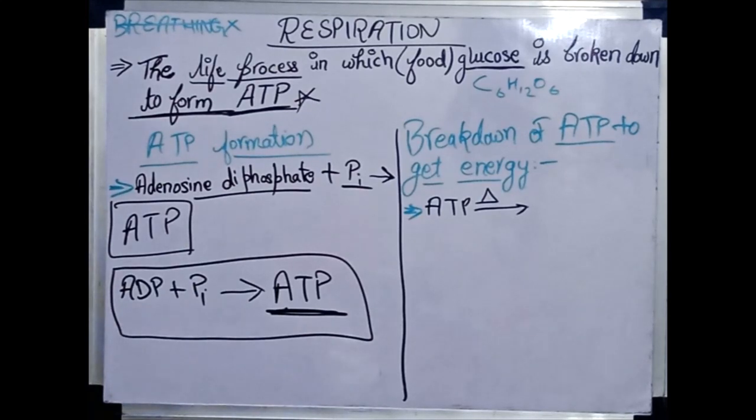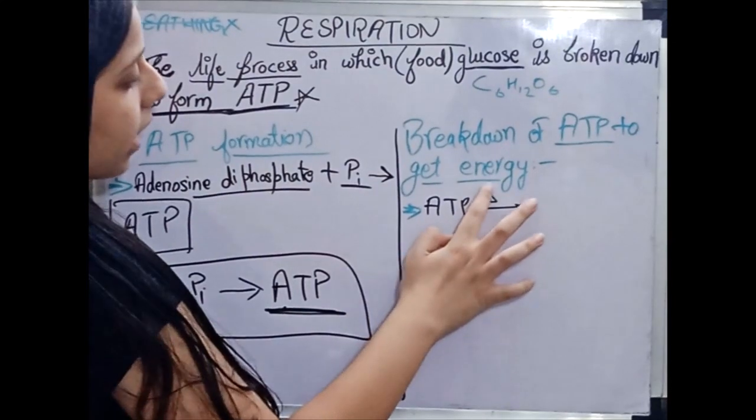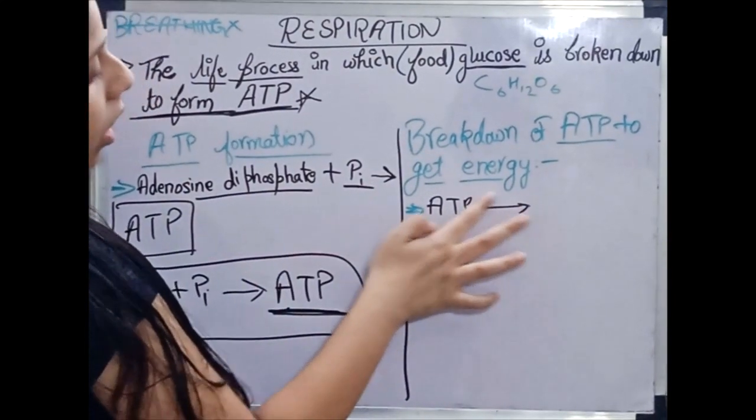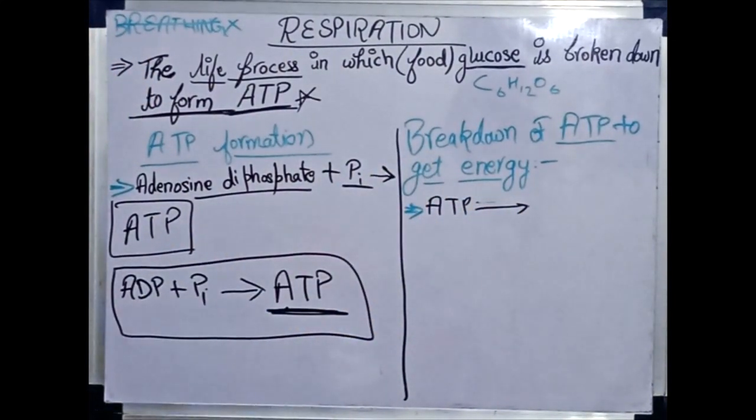Energy helps in breaking down, right? Just a second, a little mistake. It's not done by energy. I'll tell you how it is done. So we have understood ATP formation, how it happened. ADP combined with phosphorus to become ATP.